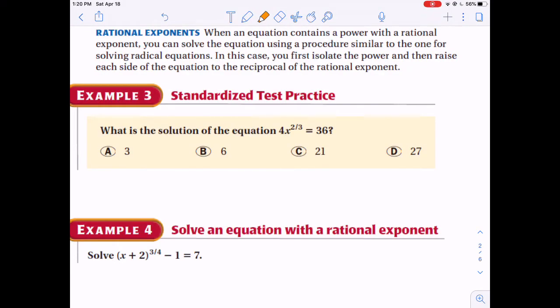All right, so now we're going to solve some rational exponent equations. I'll read this to you at the top of the screen. When an equation contains a power with a rational exponent, you can solve the equation using a procedure similar to the one for solving radical equations. In this case, you first isolate the power and then raise each side of the equation to the reciprocal of the rational exponent. So here's a nice simple example they give us, and we'll try a few others.